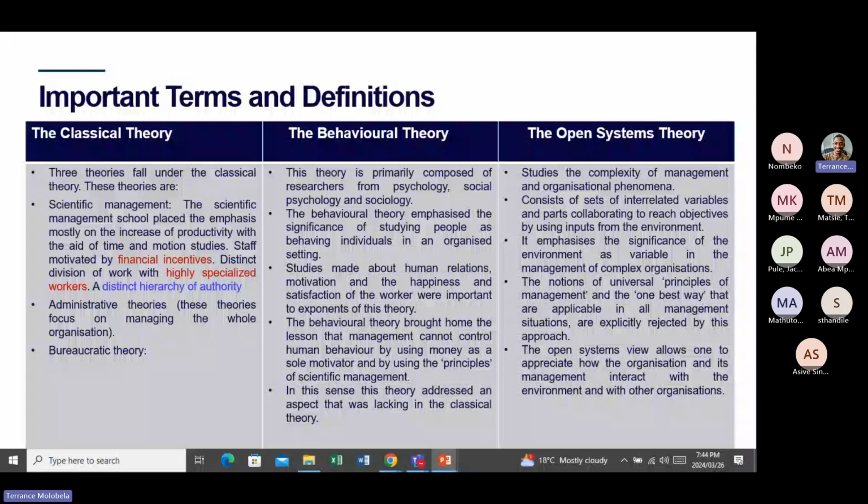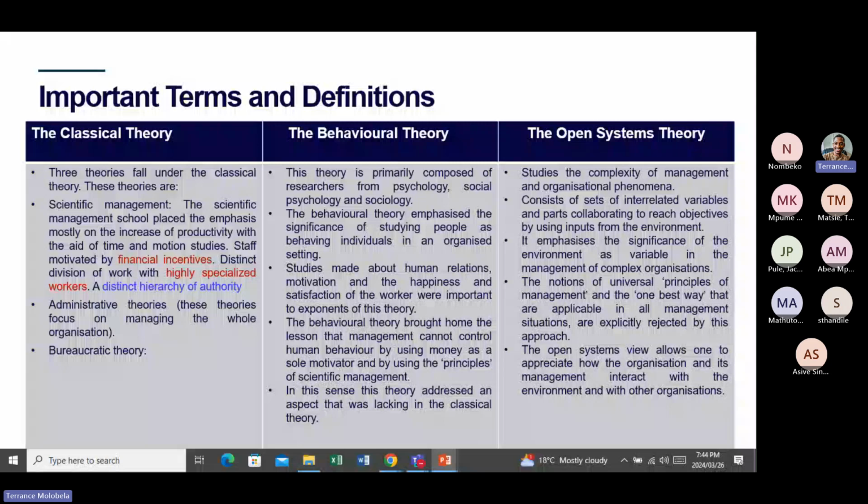So the first one being the classical theory. Like I said, it's more like an old thing that still works even in modern times. That's what classical theory is all about. The first part of the classical theory is scientific management. Scientific management was designed by a scholar called F.W. Taylor. F.W. Taylor was one of the management scholars who was working, I think, in the engineering field.